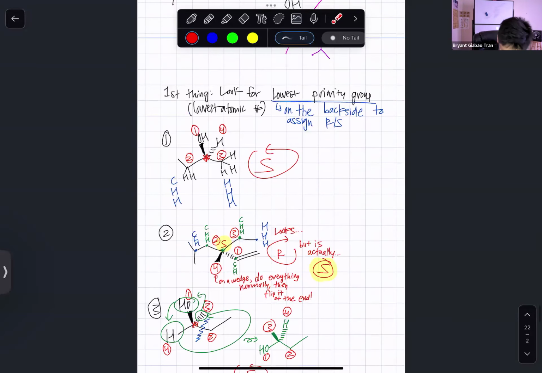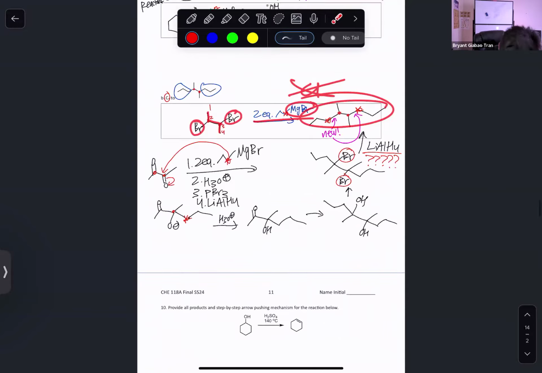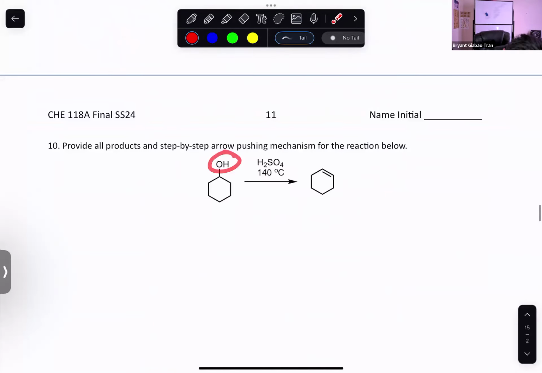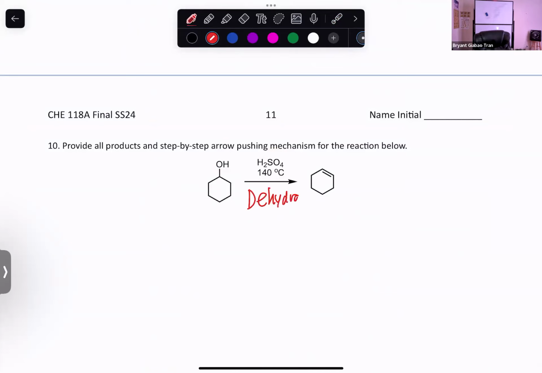Let's see, mechanism for this one. Okay, so this is, oh, he went over this already. This is a 118B thing. That's good. This is dehydration. This is a good segue to 118B.